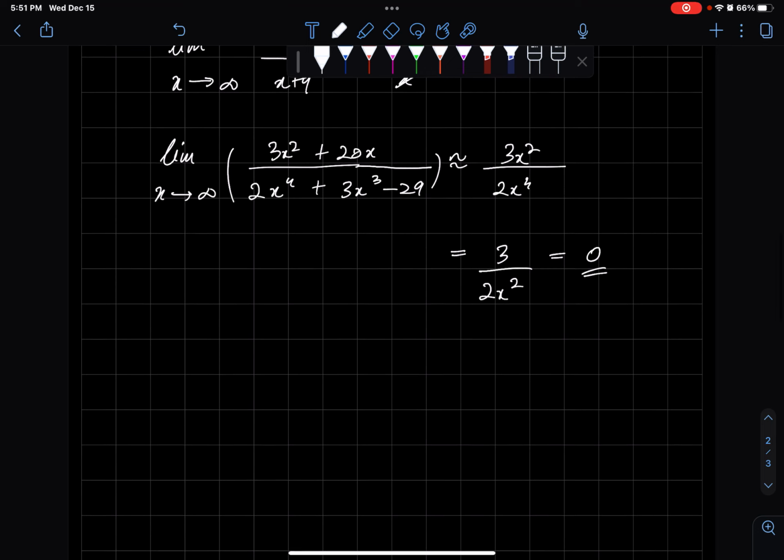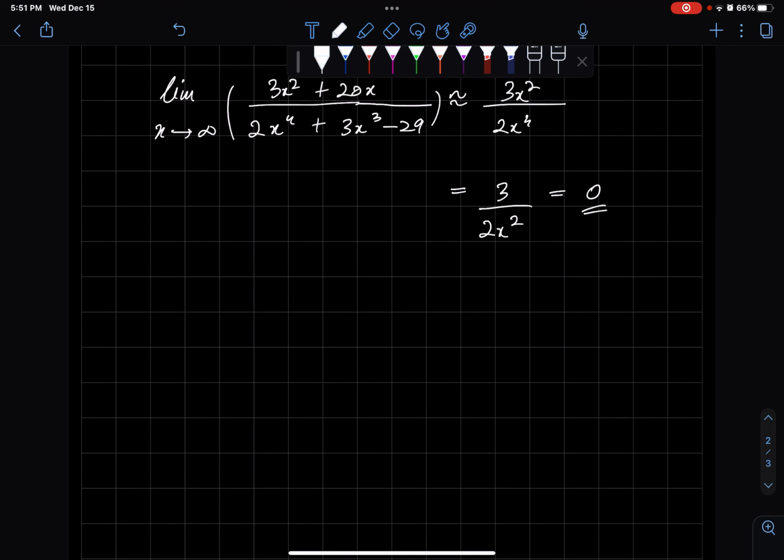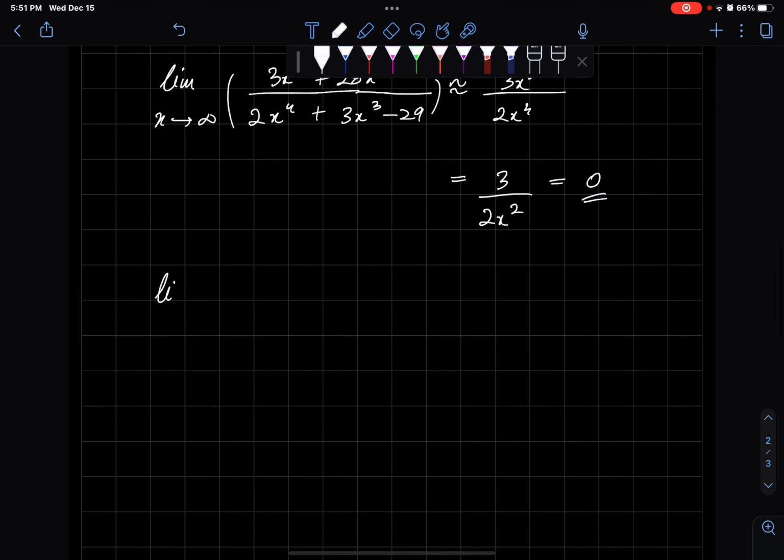Okay, let's do one more. Let's evaluate the limit as x approaches infinity of 7x minus 9 over 4x plus 3. Now we're going to use the same logic. As x gets much larger than 9 and 3, they contribute less and less to the output. So this function essentially starts behaving as if it's 7x over 4x. And then these two cancel out, and this limit is just 7 over 4.